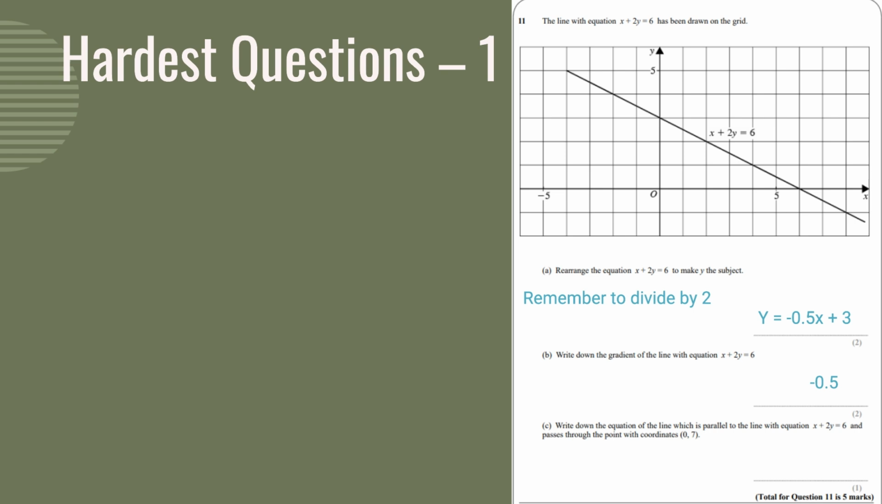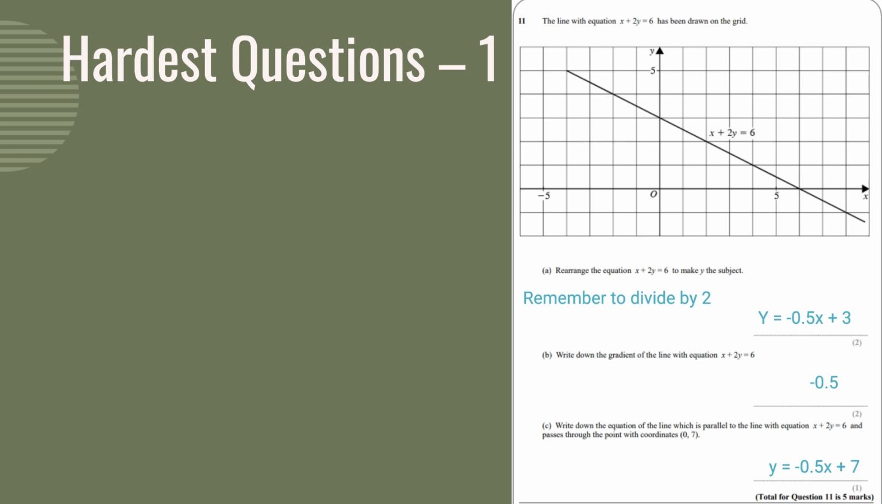Part C, we're asked to write down the equation of the line, which is parallel to the line x plus 2y equals 6, and passes through the point with the coordinates 0, 7. 0, 7 is the point where it will cross the y-axis, but that is in its simplified form. So this would be y equals minus 0.5x plus 7.